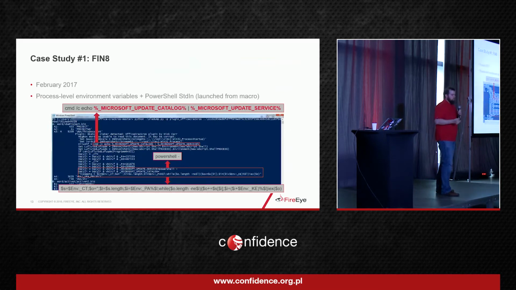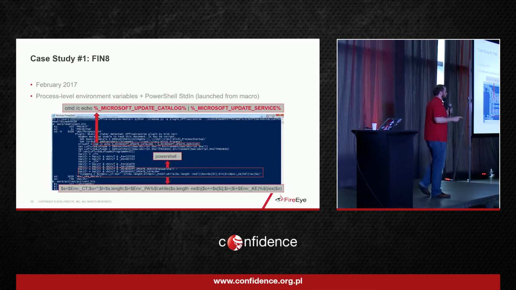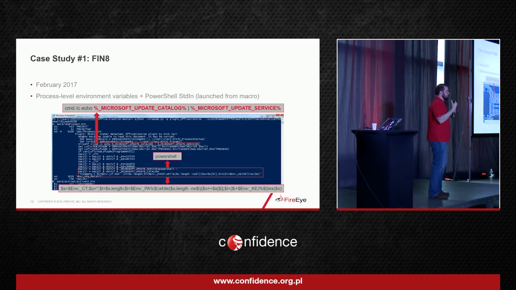So the first one is FIN8, a financial threat group. And this was actually de-obfuscated from a macro in one of their payloads. The very bottom part is a PowerShell command, which they're setting from Windward in one environment variable called Microsoft Update Catalog. The second environment variable is the middle one, PowerShell dash, which, when you pipe something into PowerShell dash, PowerShell will run what you piped in as standard input.